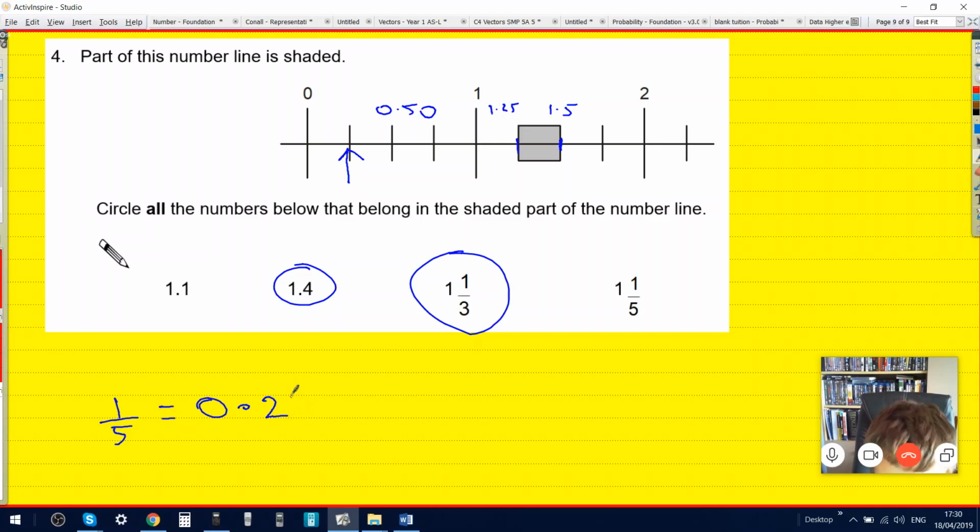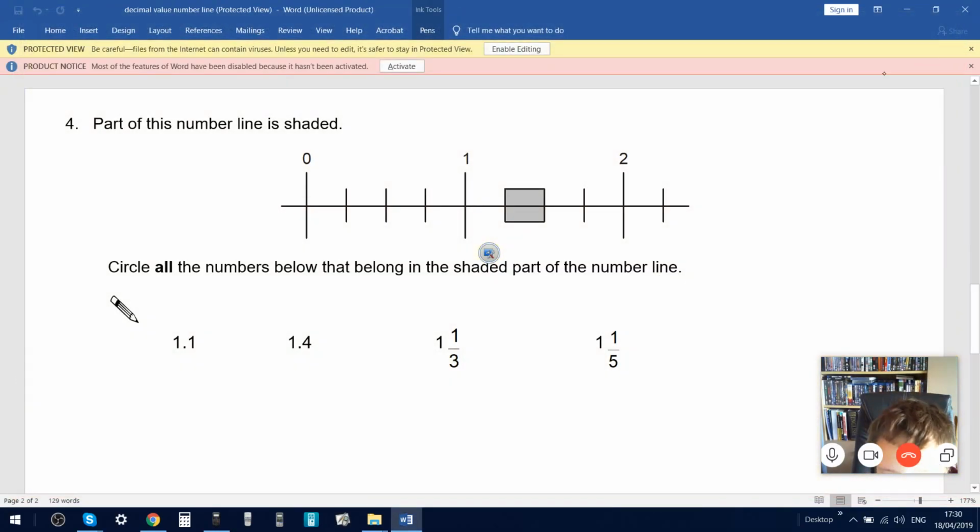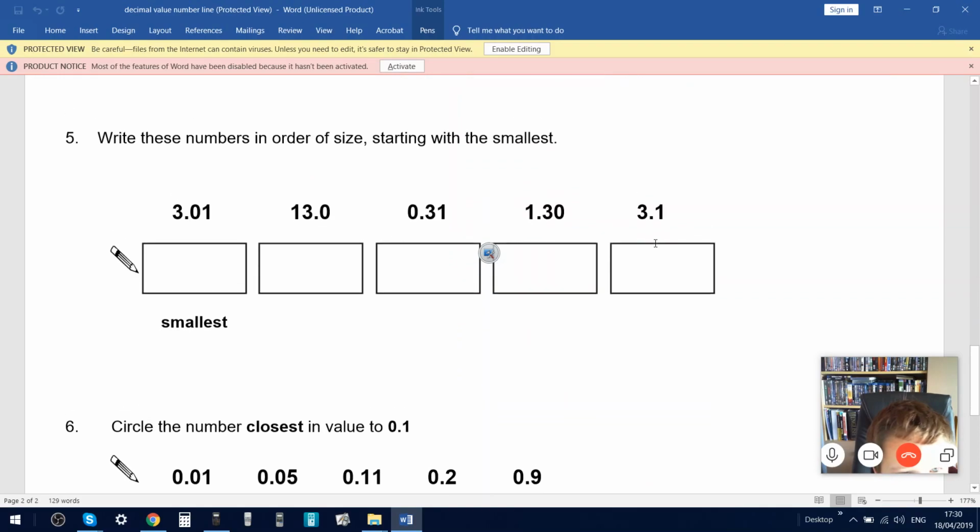0.2. Okay. It's the same as 2 over 10, 1 over 5. And so 1 1/5? That would be 1.2. Yes, that's 1.2, and so that's slightly just before. Okay, really tricky stuff. Any questions about that? Nope, I don't have any. Okay. So that was that.